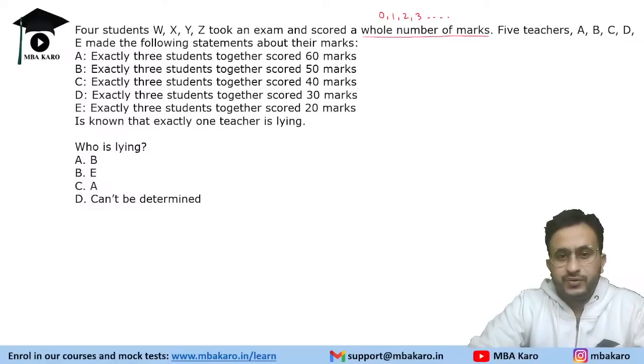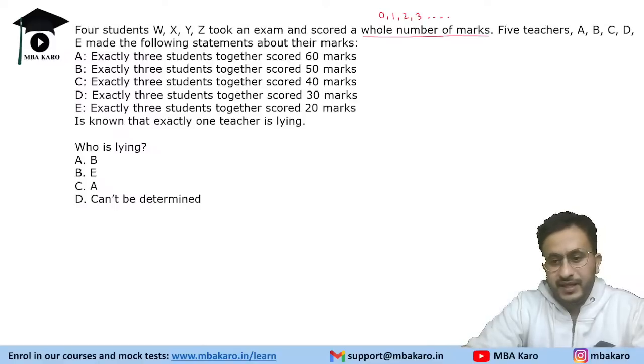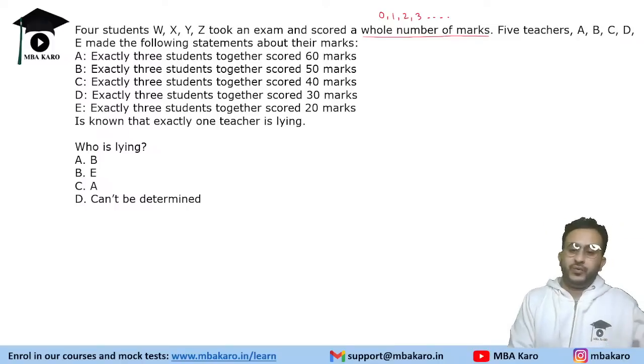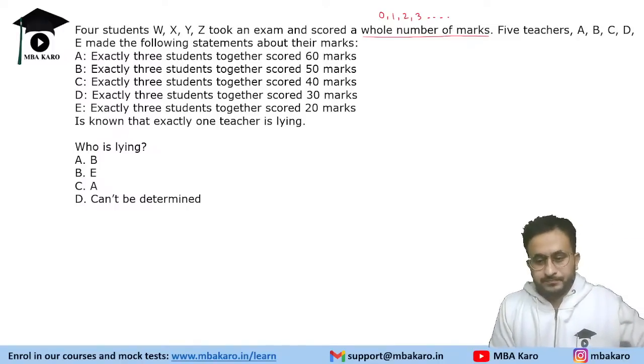Exactly three students together scored 50 marks. Exactly three students together scored 40, 30, and 20. So we need to tell who among them is lying. So it requires mathematics as well. I mean, mathematics in the sense you will require linear equations to solve this question.